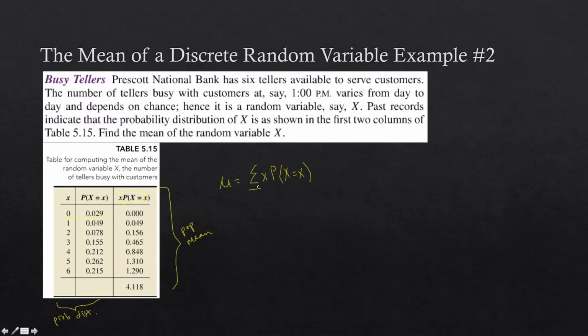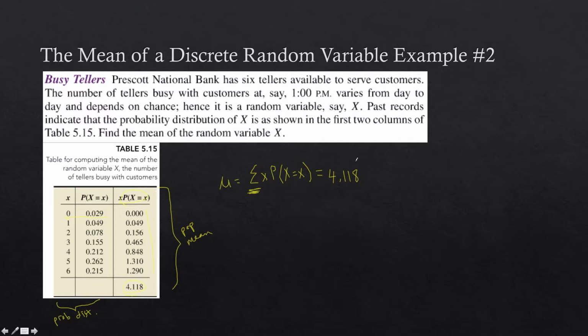Now, notice this right here, sum. So to find the mean, we have to add all these together, which is what they did down here. So this mean is 4.118. Okay? So they multiplied the first 2 together to get the third one, and took the sum of it.